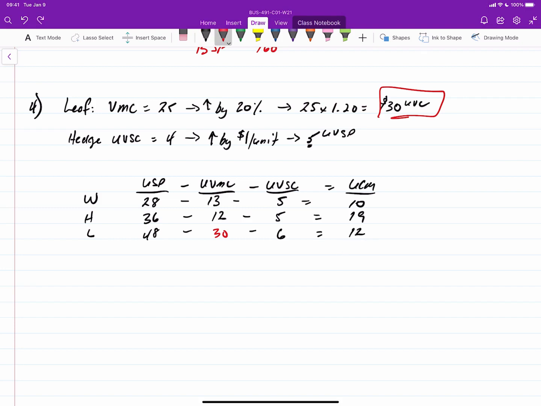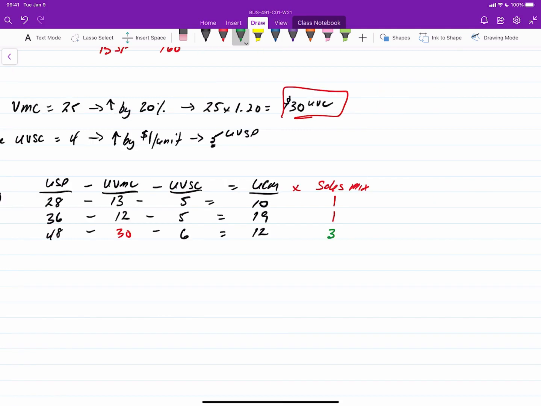But don't forget, we have to multiply these by the sales mix. Right now, the sales mix for weeders is still going to be 1. The sales mix for hedge clippers is still going to be 1. But the sales for the leaf blowers is expected to increase, and it'll be 3 for every one of the other ones sold. If we multiply each of these by their respective sales mixes, this will give us a bundle contribution margin. It's $10, 19, and 12 times 3 is 36. So now we have a bundle contribution margin of $65.